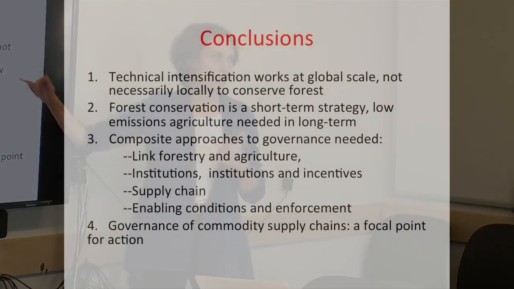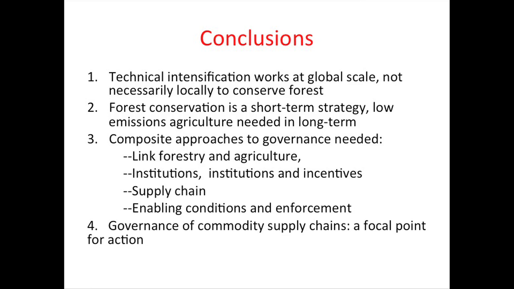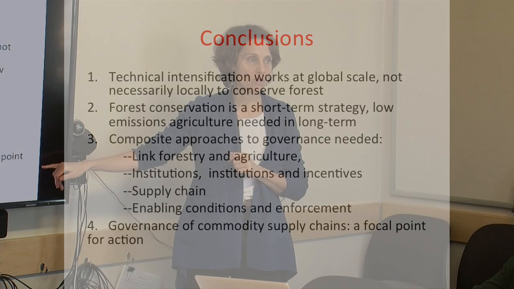We know that technical intensification works at the global scale to spare land, but locally we've got to look at some of these more institutional strategies. Forest conservation and carbon storage in forests is a one-time solution, but over the longer run, we've also got to be looking at reducing the emissions from agriculture. These composite approaches, linking forestry and agriculture, those 3 I's, going up and down the supply chain, and creating enabling conditions across different institutional interventions. And we're really seeing as a strategic move right now the focus on commodity supply chains in forest areas, as a place where a little bit of effort could result in a lot of impact.